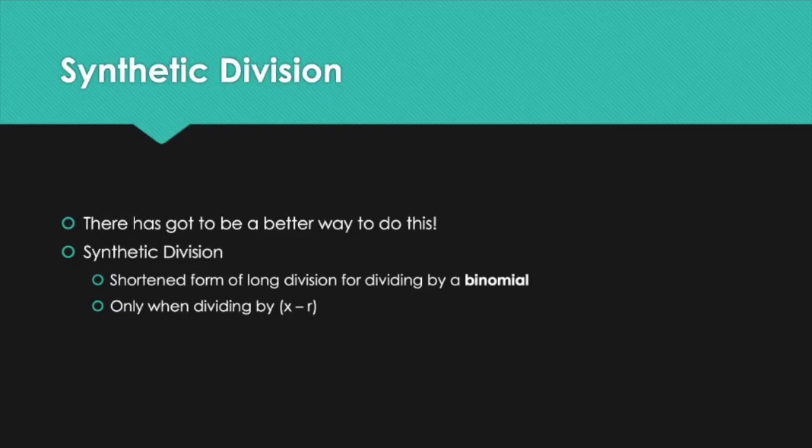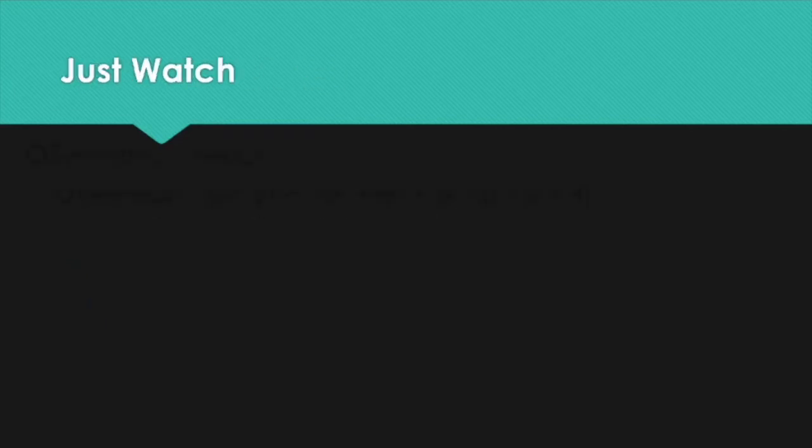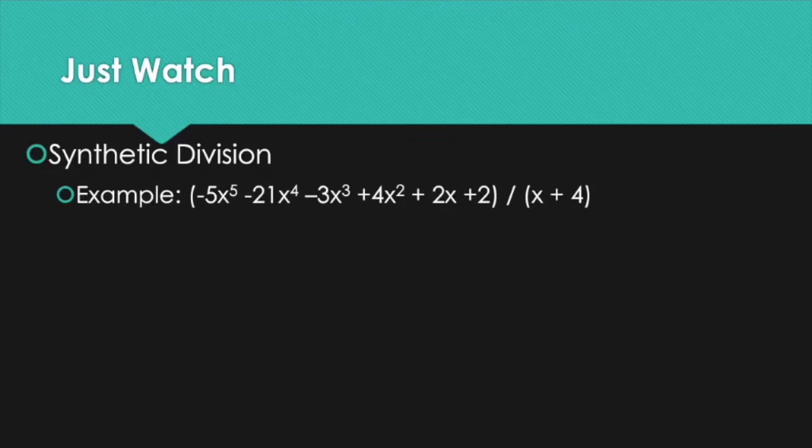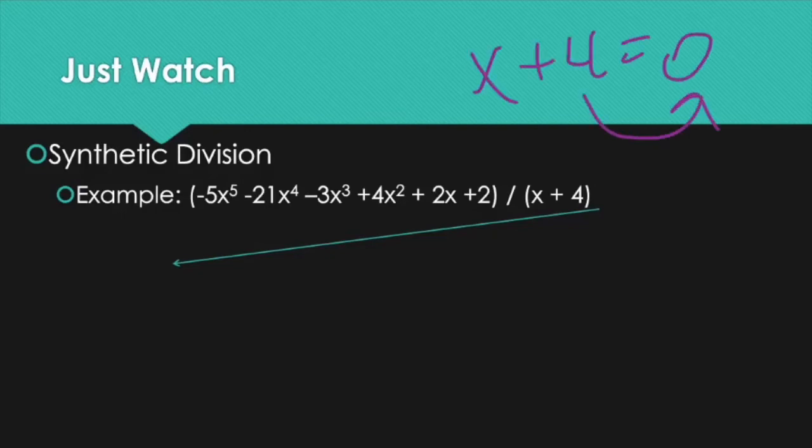Let's do this first one. I want you to just watch. Don't worry about doing it. Just watch. All right. We're going to divide this 5th degree polynomial by the binomial. We're going to do that using synthetic division. What we're going to do is take that x plus 4 and put it out on the outside. When we do that, we're going to set that x plus 4 equal to 0 and find the zero. So x plus 4 equals 0. We're going to solve by subtracting, and we'll have x equals negative 4.